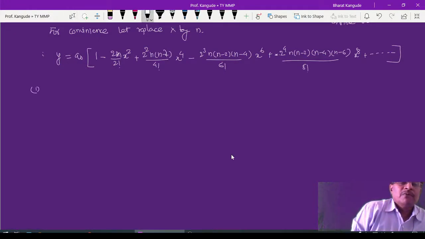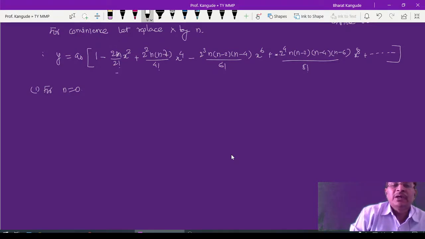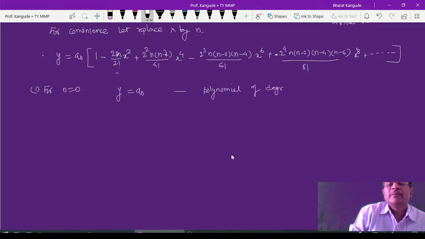Now first, for n equal to 0, put n equal to 0 here. From the second term onwards, since n is equal to 0, except the first term every term will vanish, and therefore I'll get y equal to simply a0 into 1, that is a0. So this is a polynomial, I'm not calling it a Hermite polynomial yet, of degree L equal to 0.